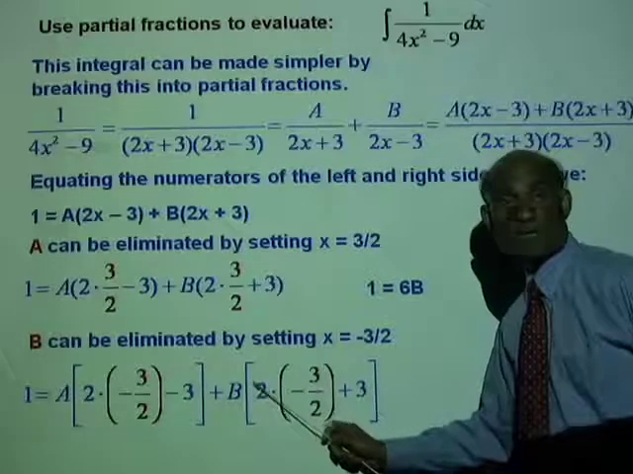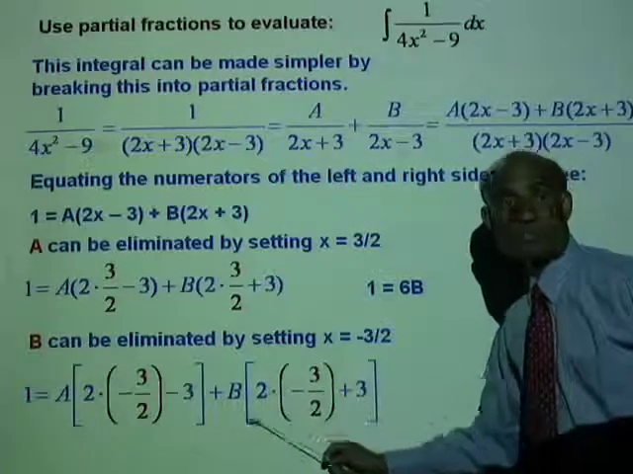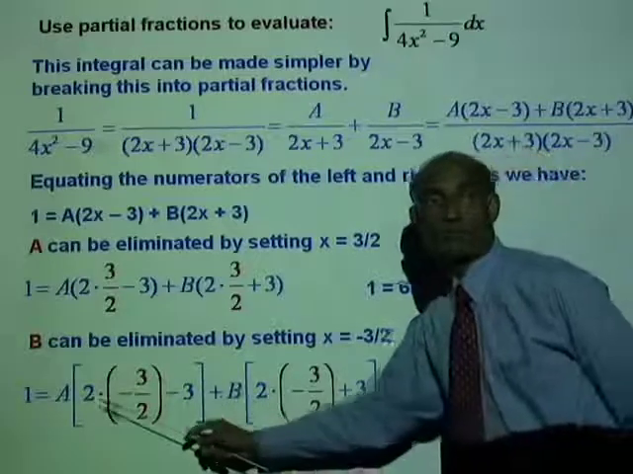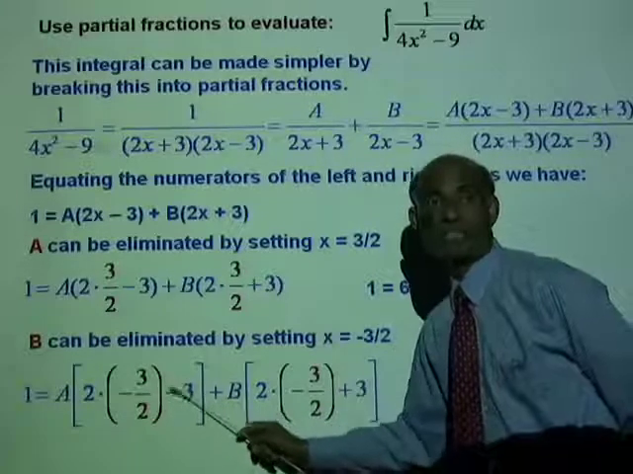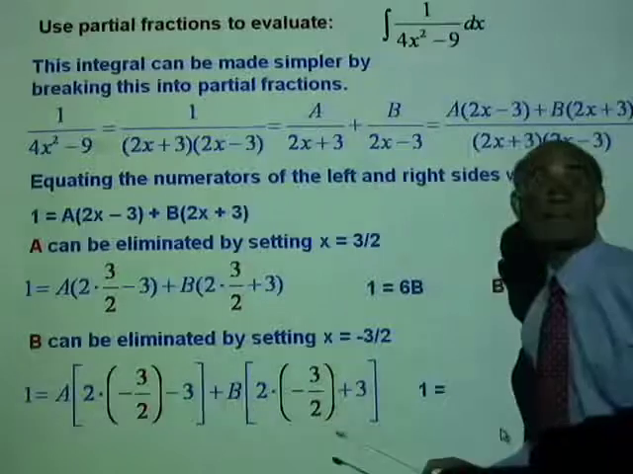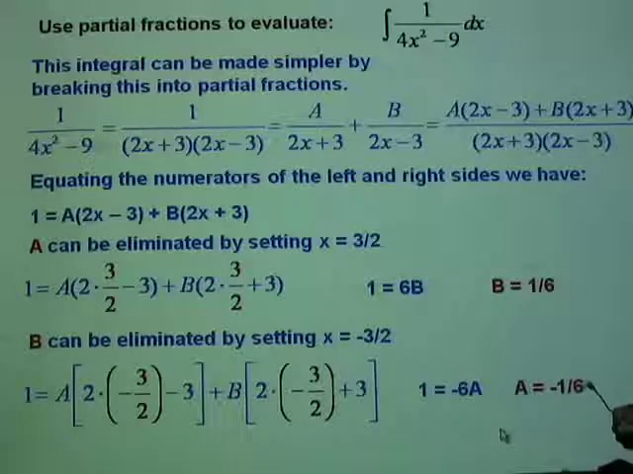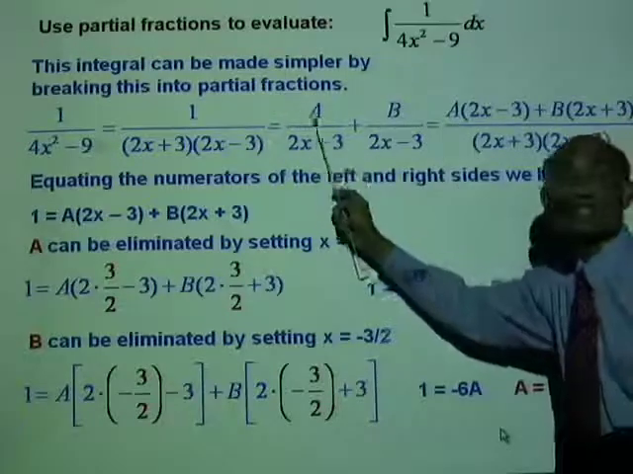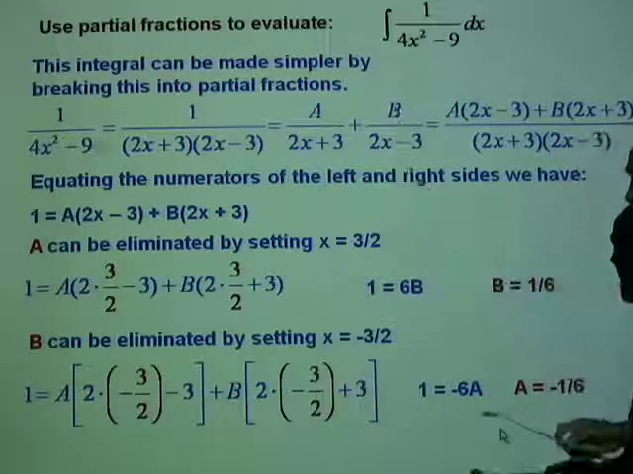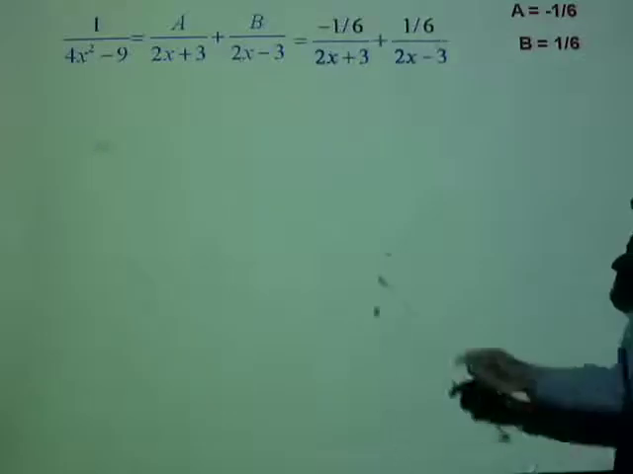And if you notice here, the 2 and the 2 cancel. That will be negative 3 plus 3, 0. So that term will vanish. And this will be, 2 and 2 go, negative 3 minus 3, negative 6A. You get 1 equal to negative 6A. And that gives you A equal to negative 1 over 6. So we can now take the values. What's A equal to? A is negative 1 over 6 and B is positive 1 over 6. Alright, let's write that down.